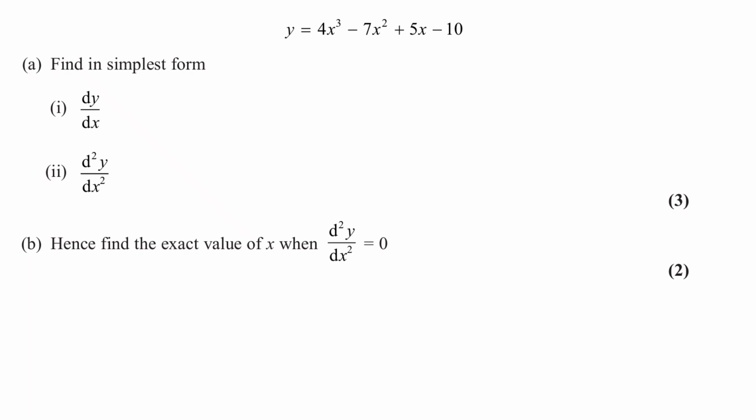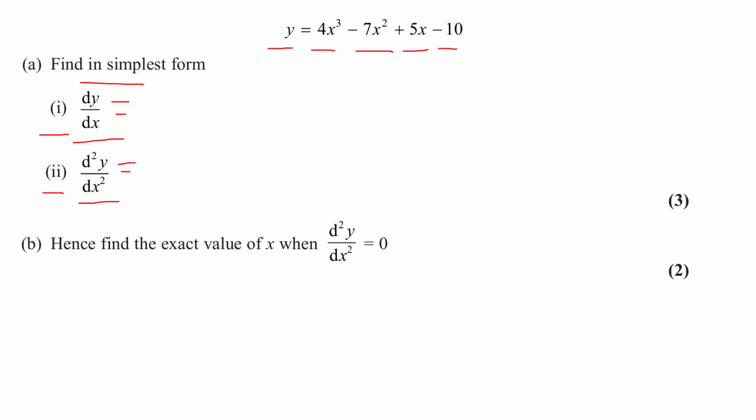Okay, folks, calling all A-level math students to try this question. So we're given the function y is equal to 4x cubed minus 7x squared plus 5x minus 10. Part A, find in simplest form part I, dy by dx, so the first derivative, and part II, d2y by dx squared, so the second derivative.